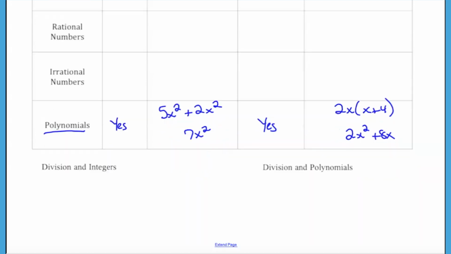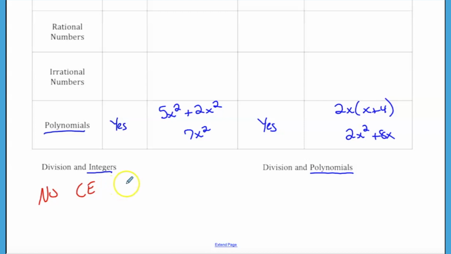Now what happens is when we get to division, that's where they are both not closed, and we make that connection between integers and polynomials, just like we did when we were multiplying polynomials. We started out with integers and showed how that was really the same process but using polynomials. So here we would be providing a counterexample.